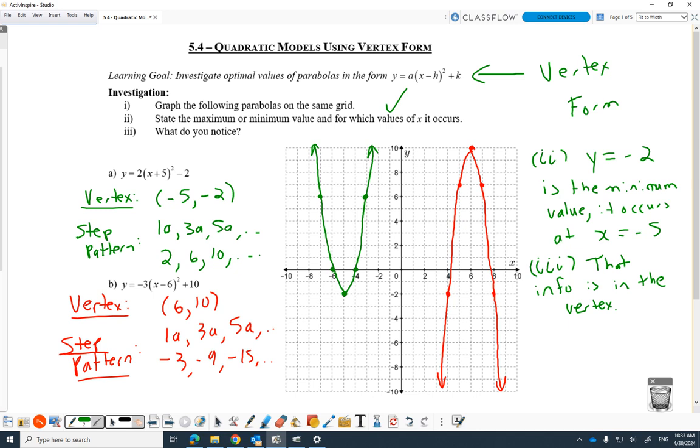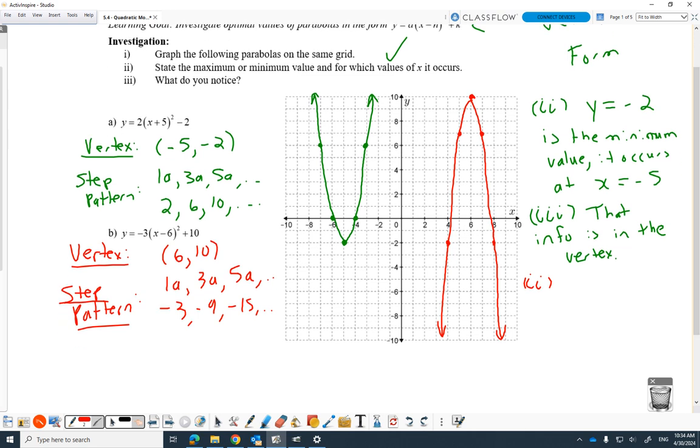So I will switch colors to do that again for the red graph. Double I, and I'll do the sentence again. y equals 10 is the max value. It occurs at x equals 6. What do you notice? That info is in the vertex. Yes, we didn't need the graph.